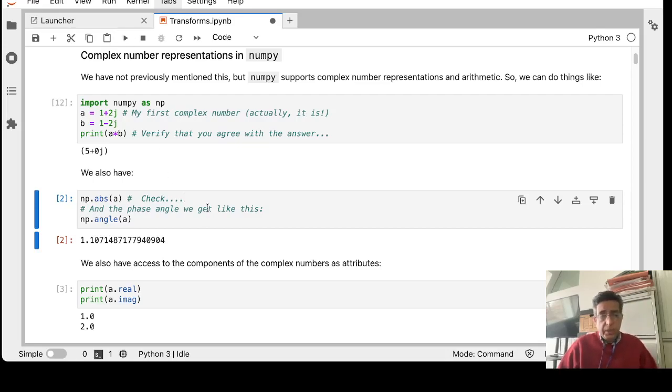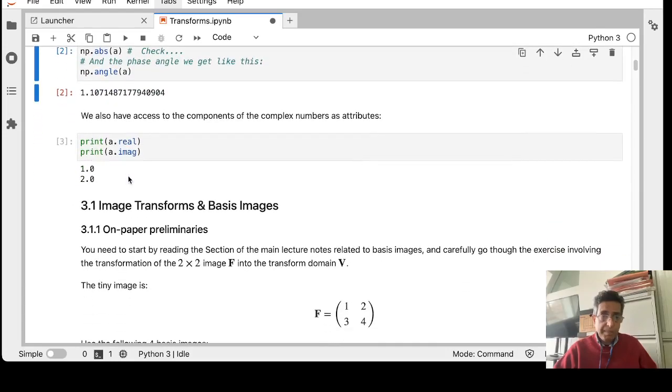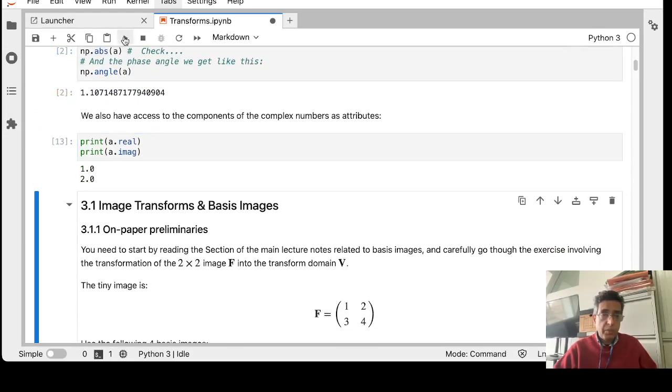You've got a couple of NumPy functions that can be used to get the absolute value and the angle of complex numbers: np.abs and np.angle. And also you can get the real and imaginary parts separately out of a complex valued variable by simply using dot real and dot imaginary, and those give you the real and imaginary parts respectively of a complex variable. So that should be fairly easy.